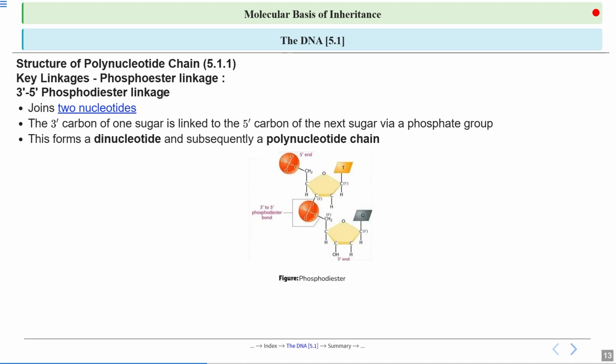So this is how this polynucleotide chain has been made, and this is the 3' to 5' phosphodiester linkage. This you need to understand very properly. This is the 5' carbon, which is attached to this phosphate, and this phosphate is now attached to the 3' carbon of the next nucleotide. Like this also, the 5' of here will be linked to the 3' of the next carbon, and like this, they will make a very long chain and make a polynucleotide chain.